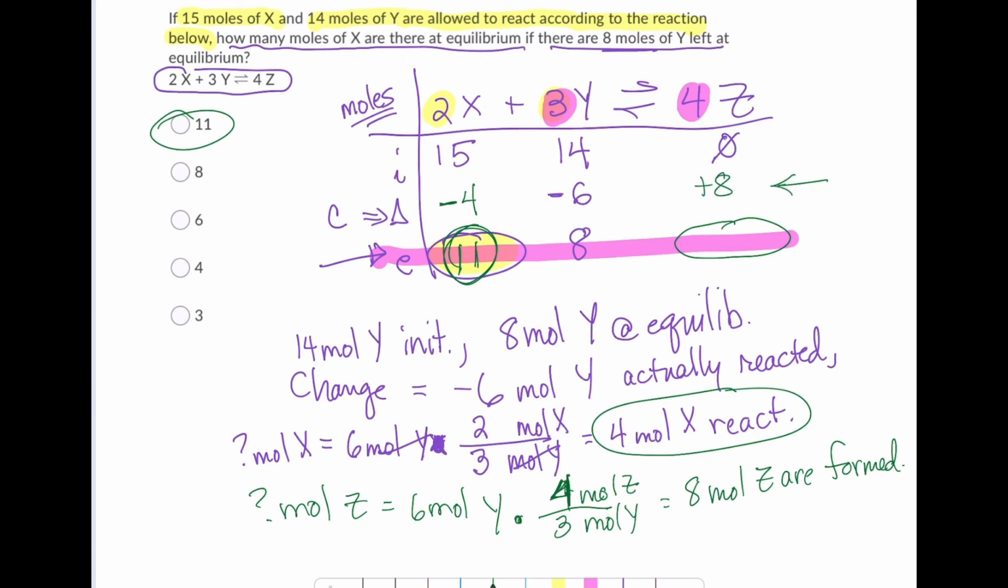It is plus on this side because that amount is forming, which means at equilibrium, there are 8 moles of Z. This change row is the stoichiometry of the reaction.